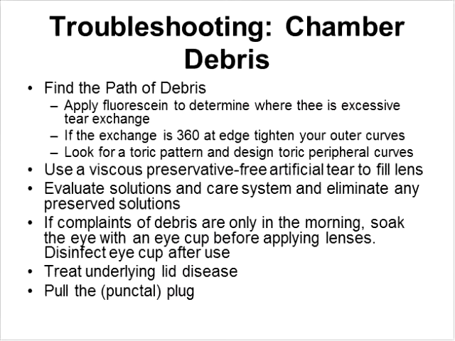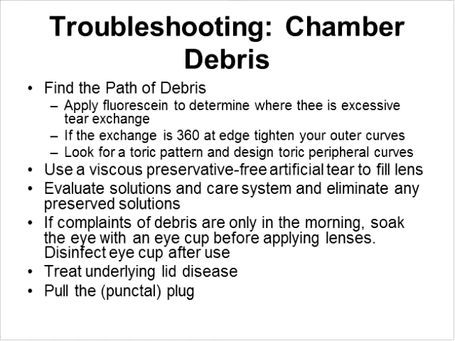Switching gears, we're going to talk about the chamber debris. And here you can see all of the little particles. And sometimes it's helpful to actually just look at the particles themselves and see what type they are. Mucus tends to be white and fluffy, and meibomian debris tends to be gold little flakes and glittery. And that can be helpful because if it's the meibomian debris, you might want to look for underlying lid disease.